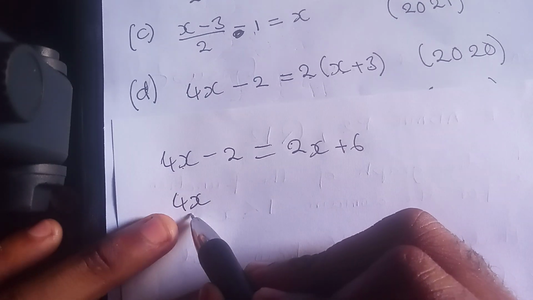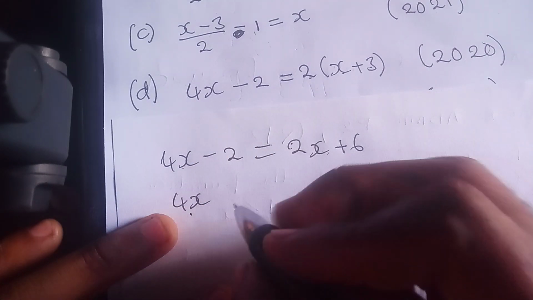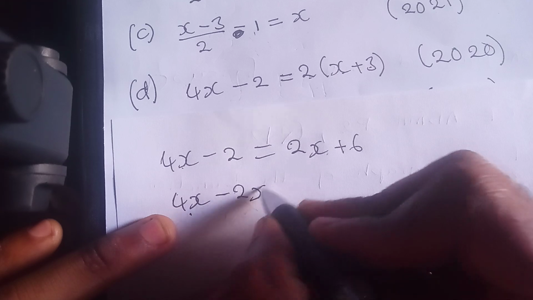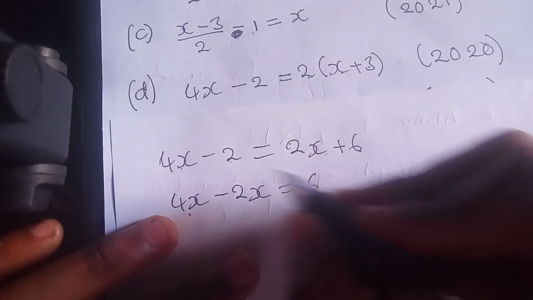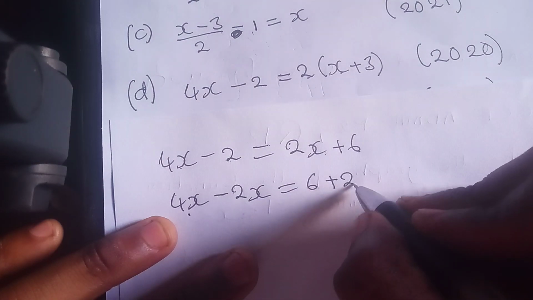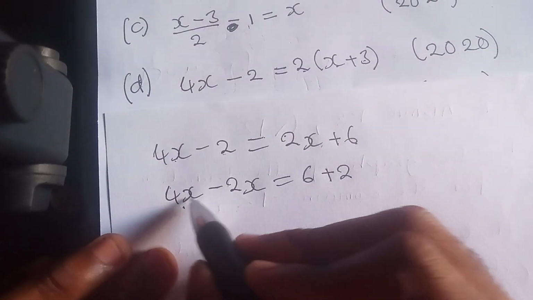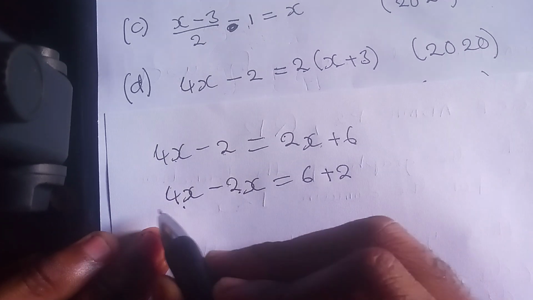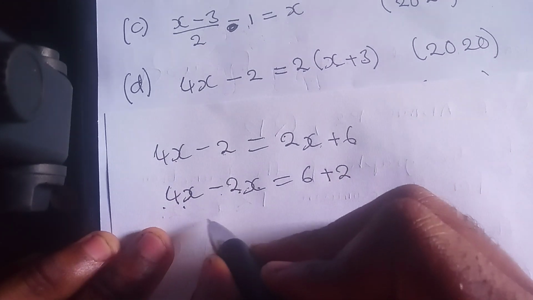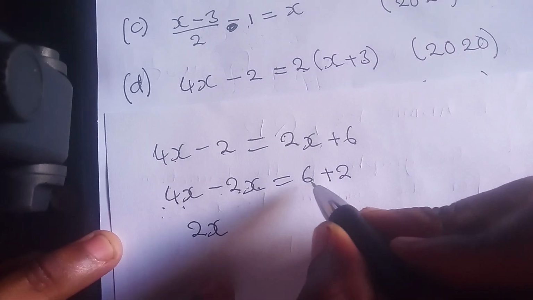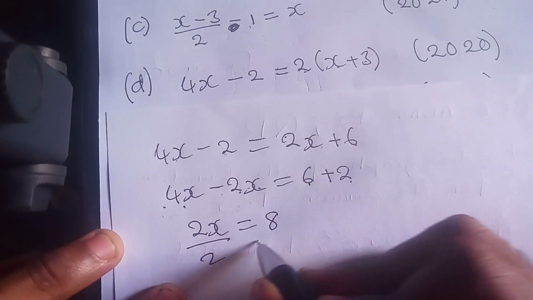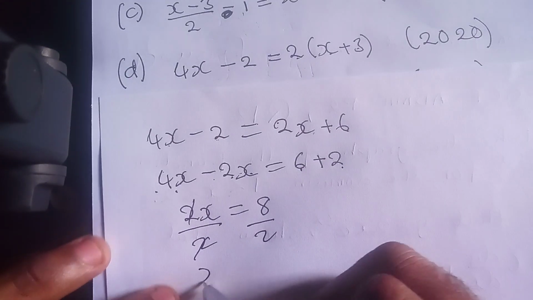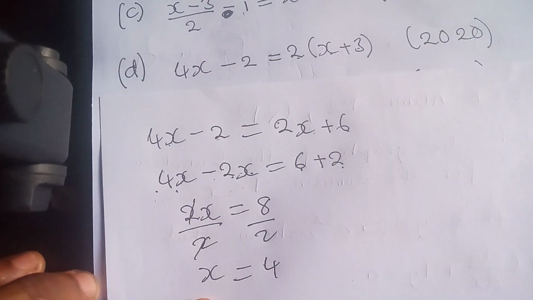So I have my 4x here. I'll just bring this 2x this side. And then I have my 6 here. I can just take the -2 to the other side so that it becomes a positive. And then 4x minus 2x, this is 2x. And then 6 plus 2, this is an 8. You divide both sides by 2, and your x will be 4.